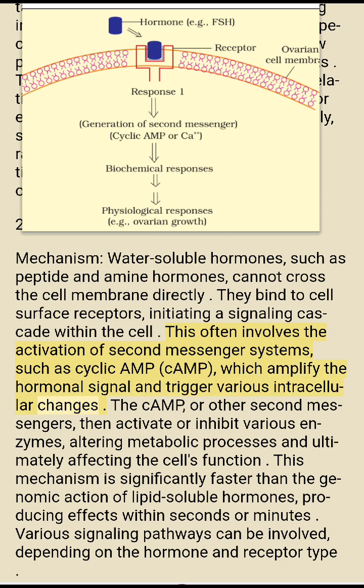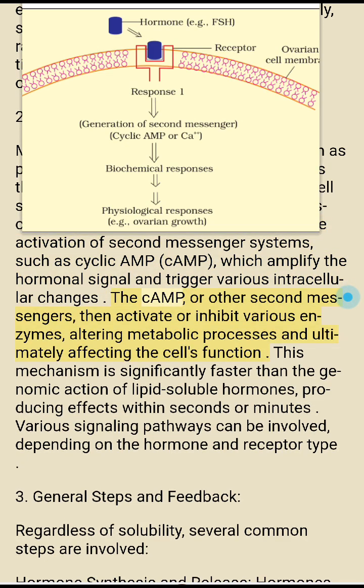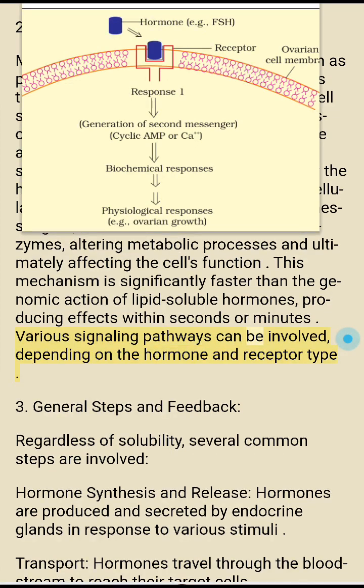The cAMP, or other second messengers, then activate or inhibit various enzymes, altering metabolic processes and ultimately affecting the cell's function. This mechanism is significantly faster than the genomic action of lipid-soluble hormones, producing effects within seconds or minutes. Various signaling pathways can be involved, depending on the hormone and receptor type.